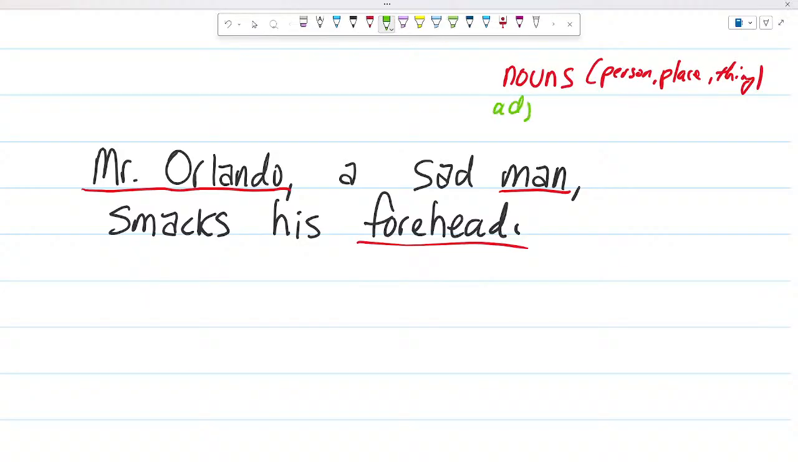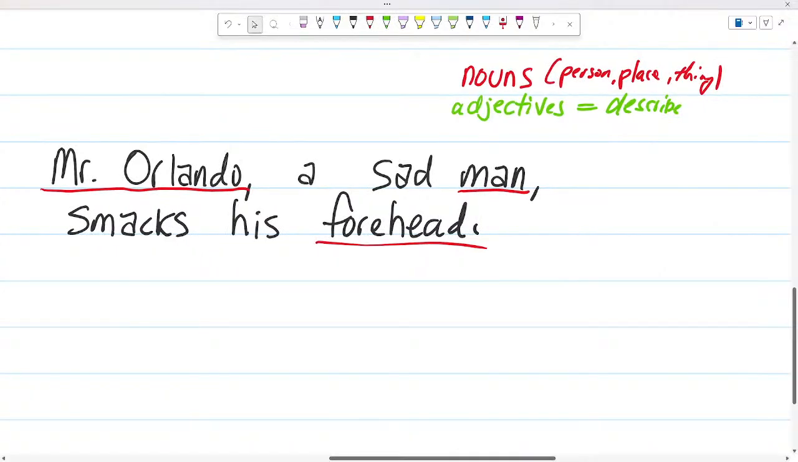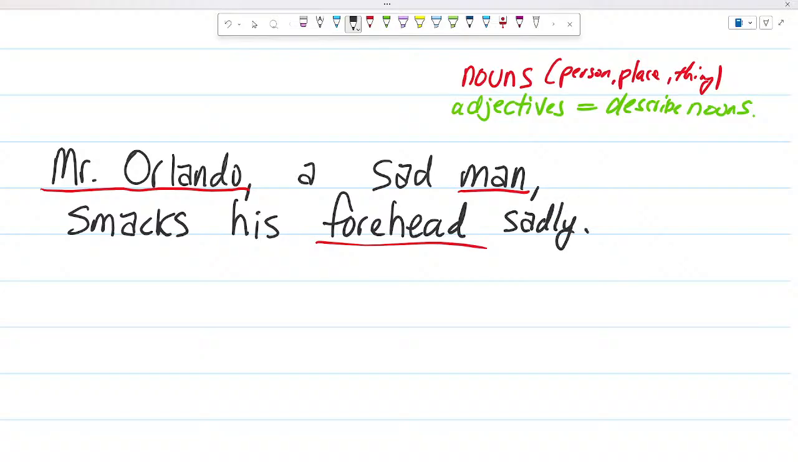Okay, so now, ready? We're going to look at adjectives. Okay, because they describe, what do they describe? They describe nouns. So, we're going to add a word to this sentence now that I think of it. Smacks his forehead, sadly. Okay, that was Mr. Orlando, a sad man, smacking his forehead, sadly. Okay, so now, where are the adjectives here then? Sad? No, because what is sadly? An adverb. Okay, we'll get there in a second.